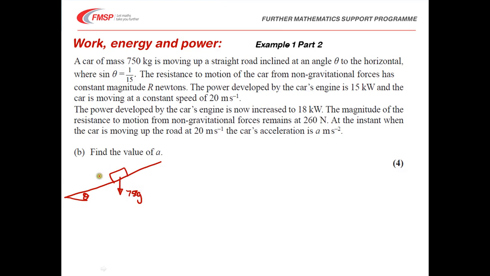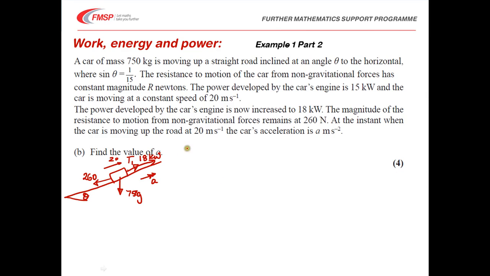Oops, 750g down the slope. We still have our force R, which is 260 newtons down the slope. We have a new power, 18 kilowatts up the slope, and that's going to produce a different tractive force, which I'm going to call T1. Again, it's moving at 20 meters per second, but this time, because we've increased the power, it's going to have a larger acceleration up the slope.